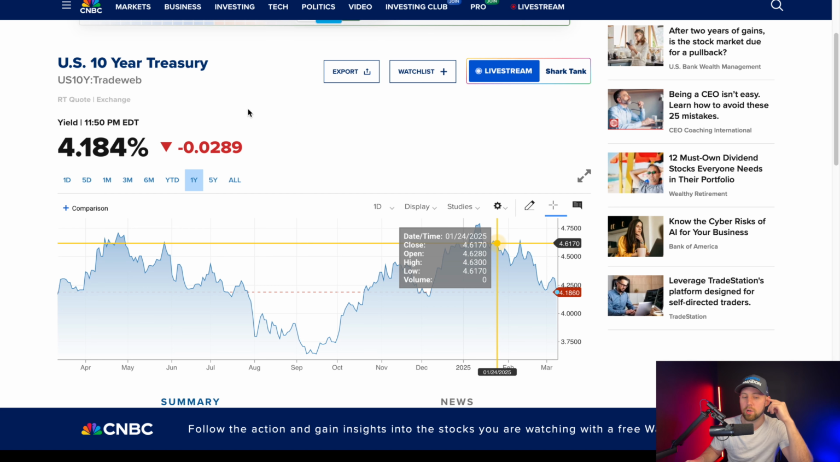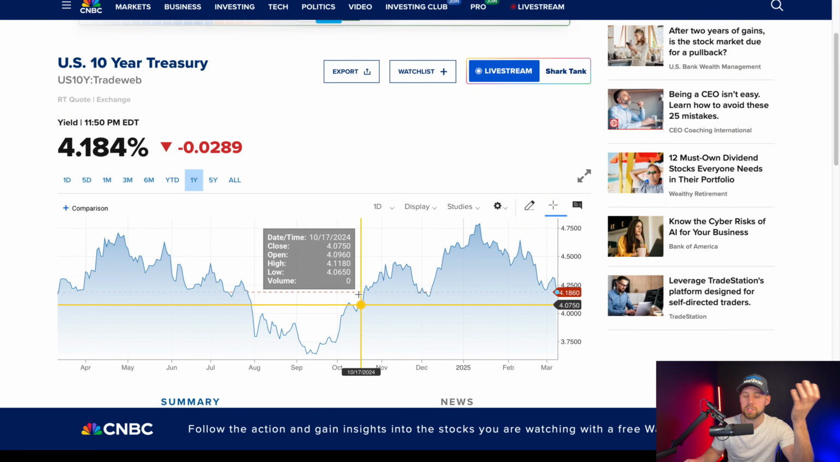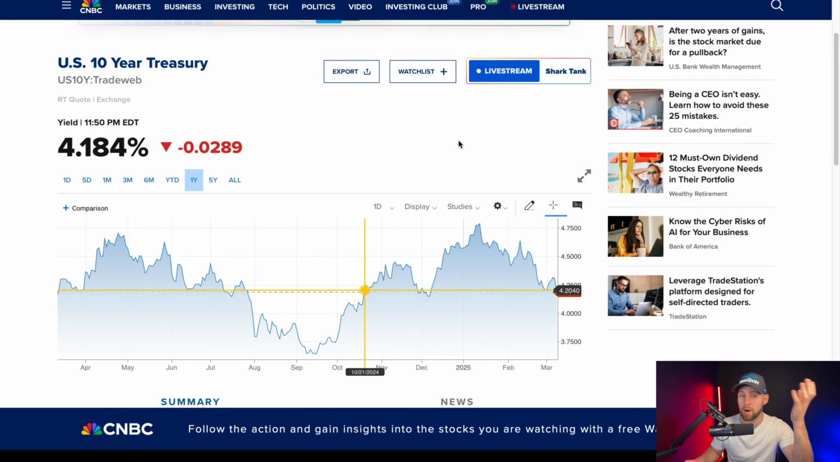So what happens is people go buy the 10-year bond and they're going to get that guaranteed 4.18% return on their money every single year, no matter what, as long as the US government does not default. Of course, if the US government defaults, we have bigger problems than money at that point, but it becomes compelling to go buy bonds right now because there's so much uncertainty in the stock market.